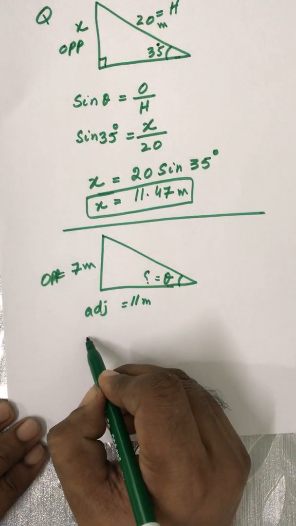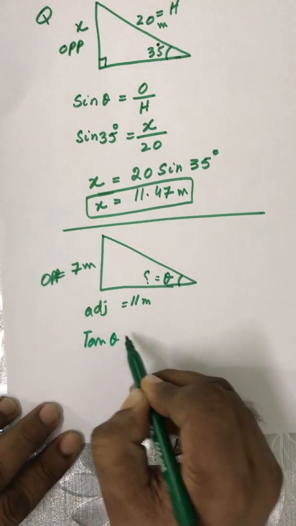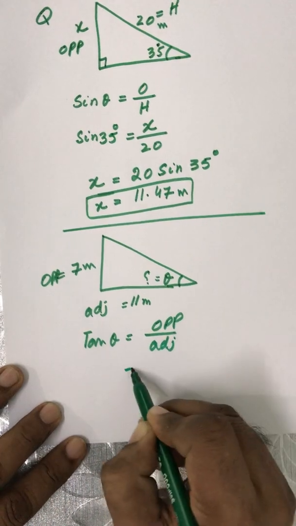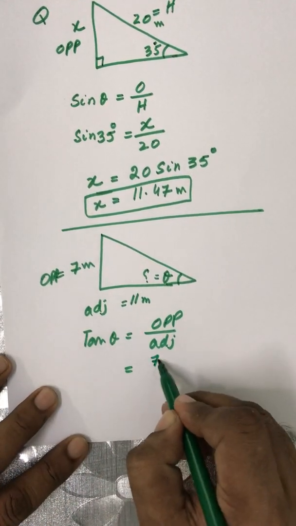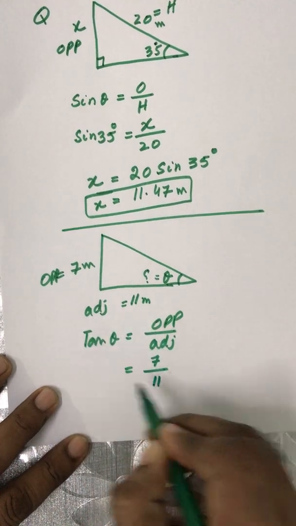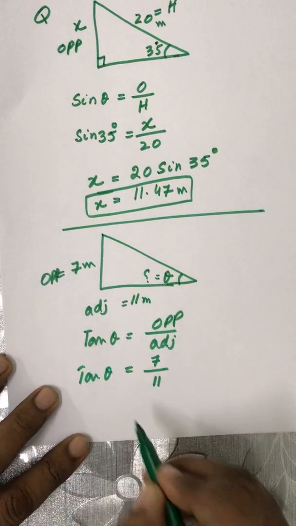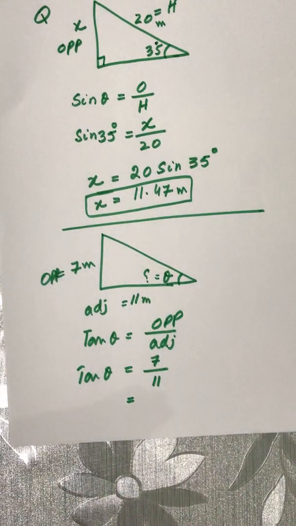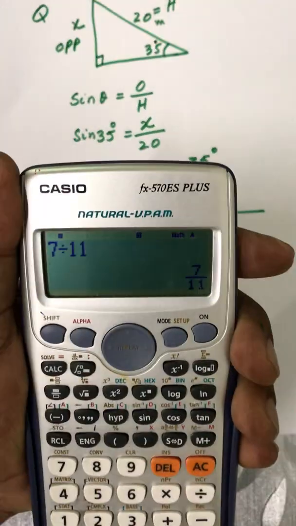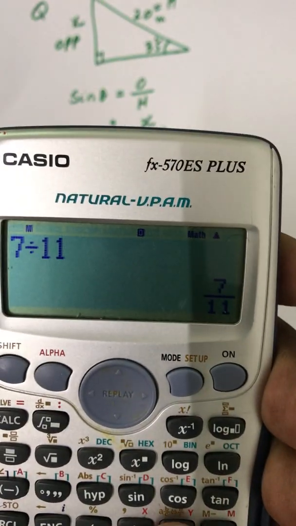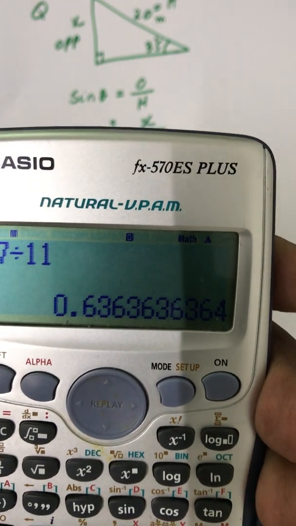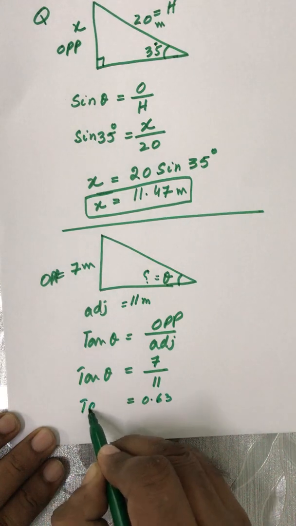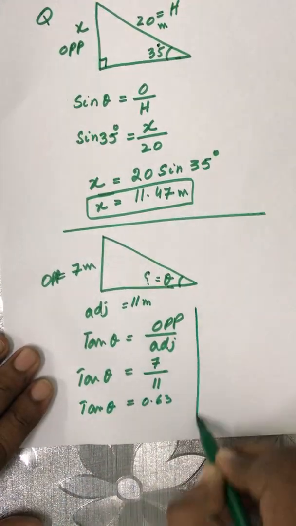That's why I will write tangent theta is equal to opposite over adjacent. So opposite is 7, adjacent is 11, then there is tan theta. It's important to note how we will find this. 7 over 11, use your calculator. What is the answer? 7 over 11 is 0.63.